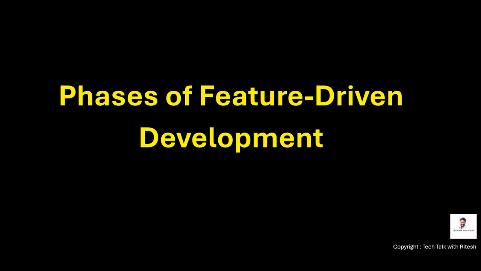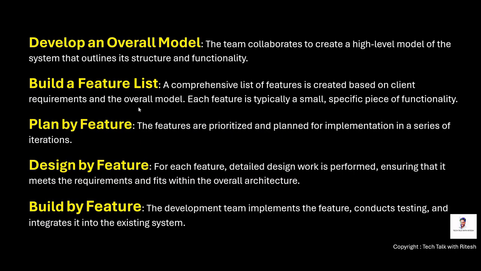Let's see the phases of the feature driven development model. Develop an overall model. The team collaborates to create a high level model of the system that outlines its structure and functionality. Build a feature list. A comprehensive list of features is created based on client requirements and the overall model. Each feature is typically a small specific piece of functionality. Like I said, maybe a login functionality or registration functionality.